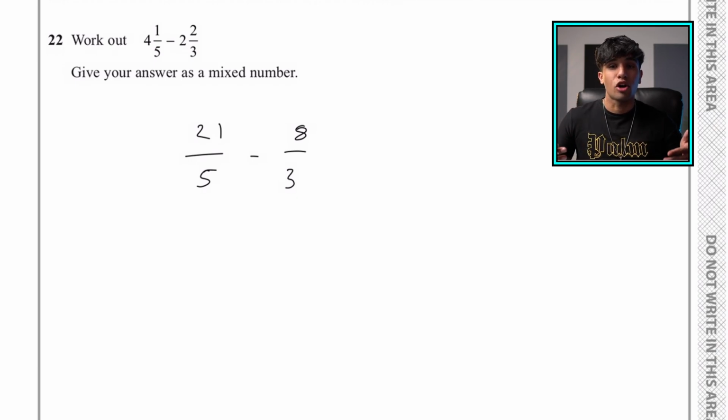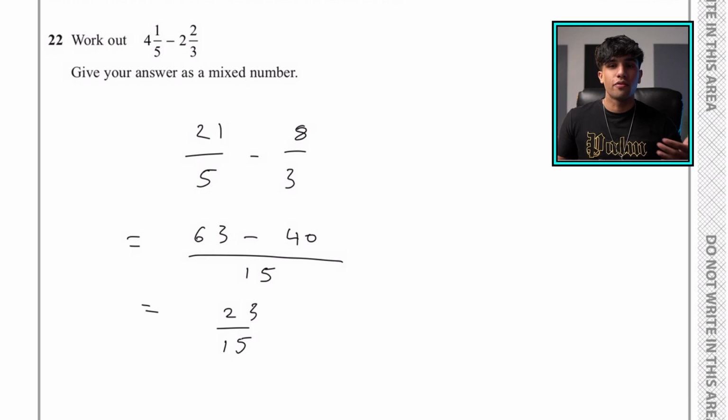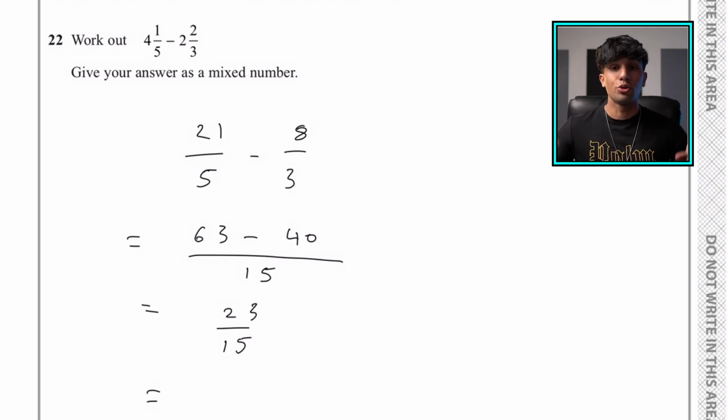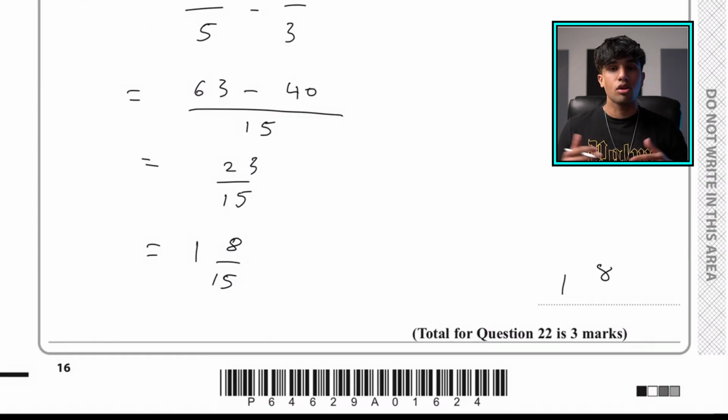Now we need to find our common denominator, so we're going to cross multiply and multiply the denominators together to get our common denominator. We get 23 over 15. All that's left now is to convert this back into a mixed number. To do that, we need to see how many times 15 will fit into 23, which is 1, and our remainder is our numerator, which in this case is 8. So our final answer is 1 and 8 over 15.